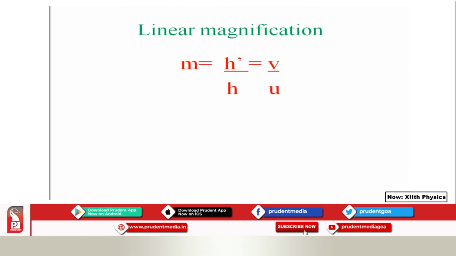Now, linear magnification, just like how we learned for the mirrors, the linear magnification for the lens is given as h' upon h, the height of the image to the height of the object, and it is given by v upon u. For the mirror it was minus v by u, for the lens it is v by u. So, you just have to keep in mind the difference between the mirror and the lens. So, this is the linear magnification for the lens.